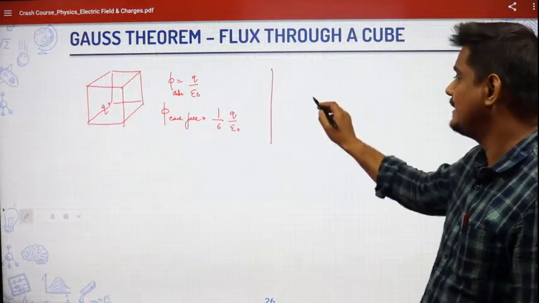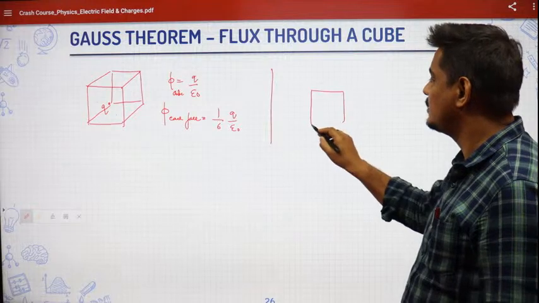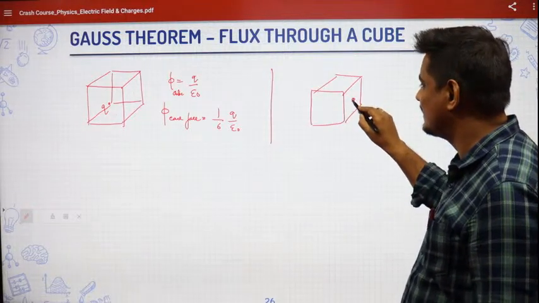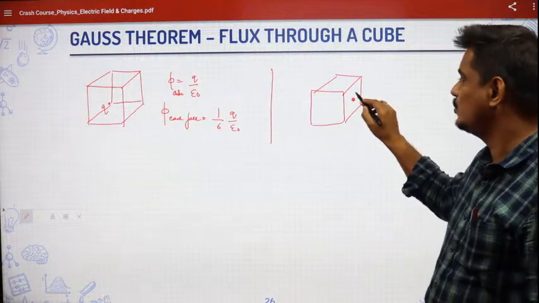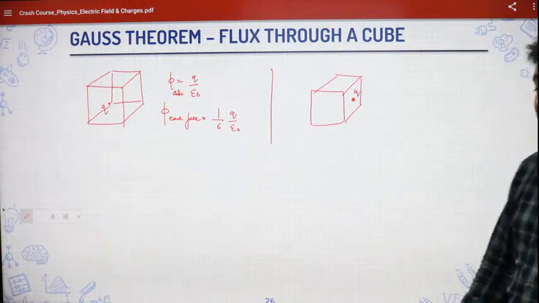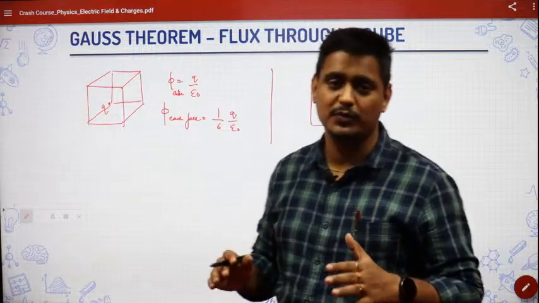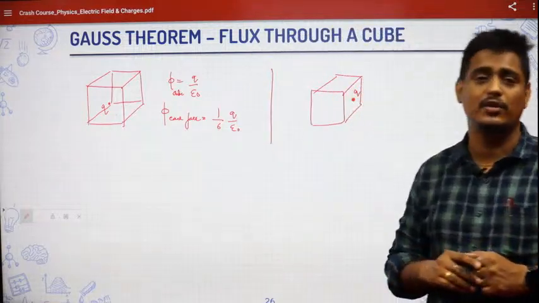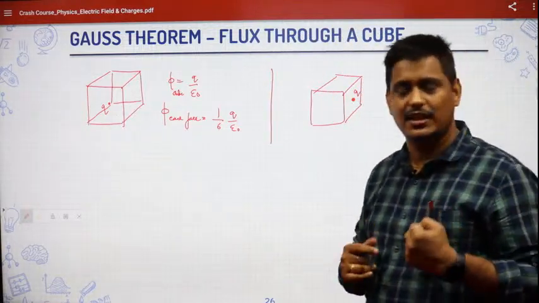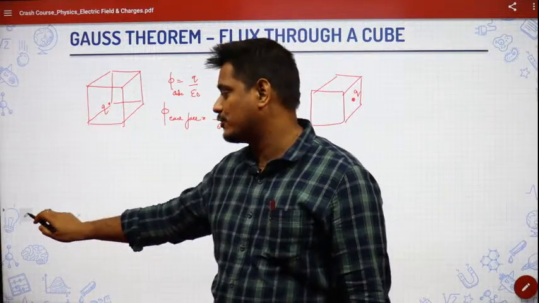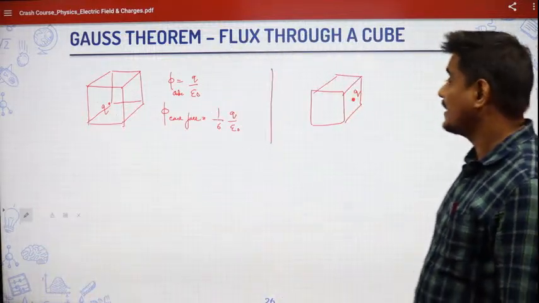There is a possibility that this charge is not in the center and it is present on one of the faces, this Q. Then what will happen? Will it remain the same Q by epsilon naught? No. Will it remain the same 1 by 6 Q by epsilon naught? No. It will change. How will it change? We need to draw a surface. I should say, we need to draw a symmetrical surface.